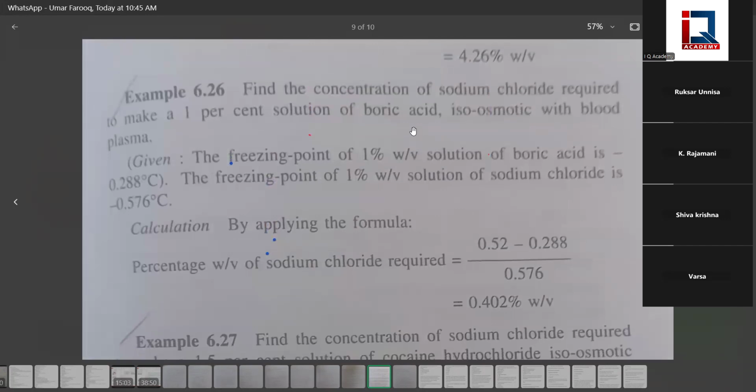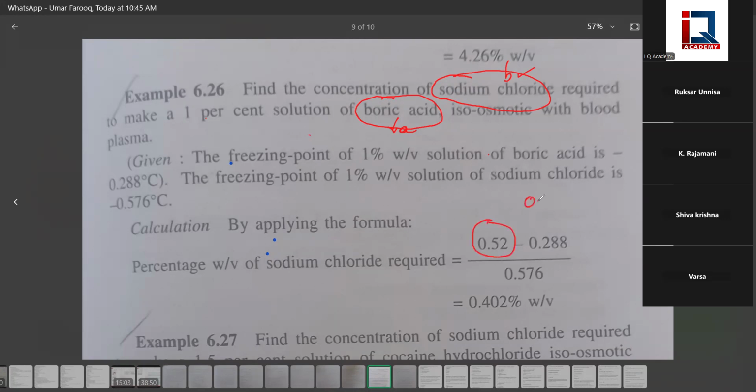Next question, see. Find the concentration of sodium chloride required to make a 1% solution of boric acid isoosmotic with the blood plasma. Given, the freezing point of a 1% weight by volume solution of boric acid is 0.288, and the A value is 0.288. You are going to adjust the osmotic pressure of boric acid, and what you are going to use is sodium chloride. So the adjusting solution is sodium chloride. You are utilizing sodium chloride to adjust the isotonicity of the boric acid. So the freezing point of boric acid will be A, the freezing point of sodium chloride will be B, and the freezing point of the plasma will be 0.52.